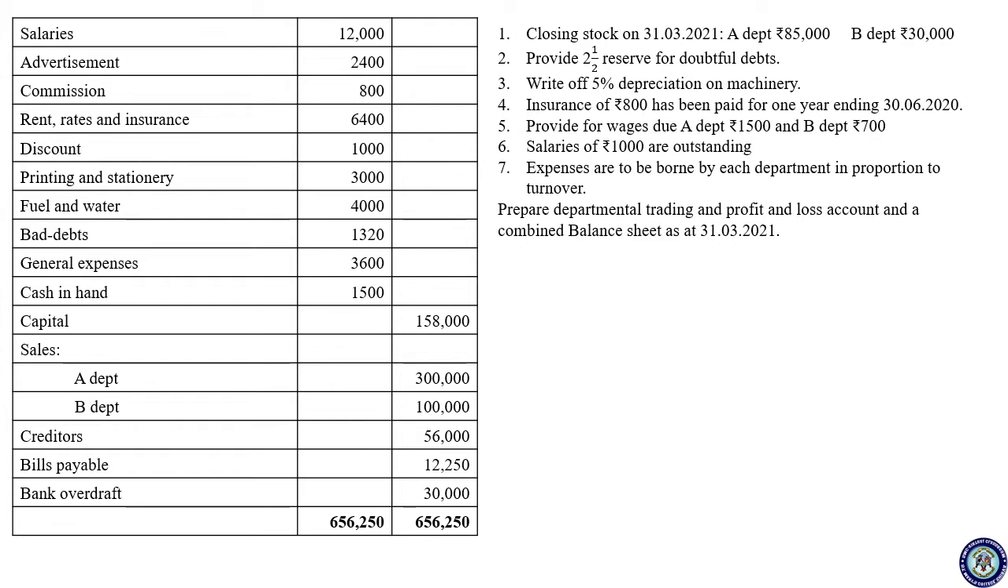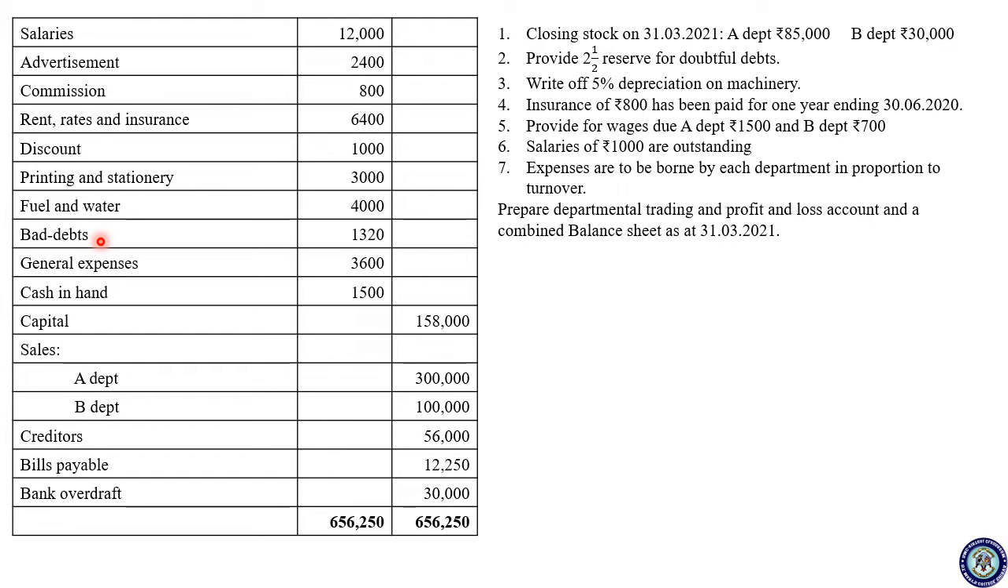Fuel and water. Fuel and water is required for manufacturing the goods, so it's a direct expense, meaning an item relating to the manufacturing sector. So direct expense, debit side, that is trading account, debit side. Fuel and water is a trading item. Now bad debts. Bad debt is a P&L item.